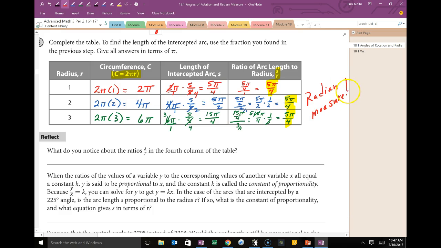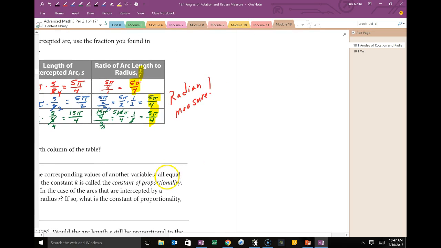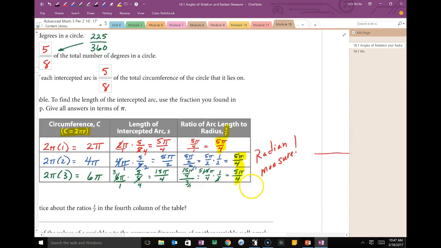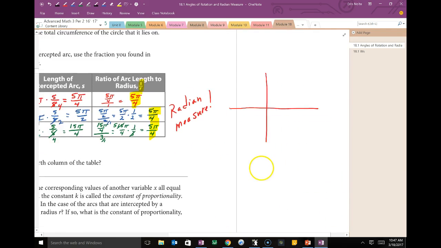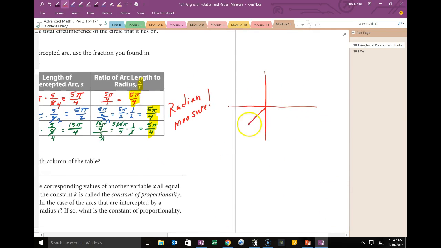Okay, so what this means here is that the 225 degree, was it 225? Yes. The 225 degree angle that we measured from here to here. So this is a 225 degree angle. Well, that is equivalent to 5 pi over 4 in radians. Okay, that is just a measure of rotation.